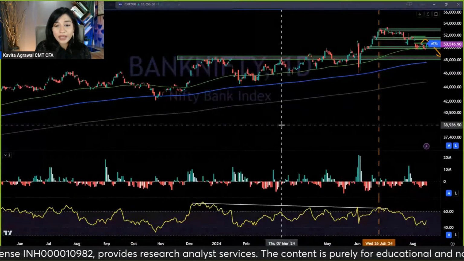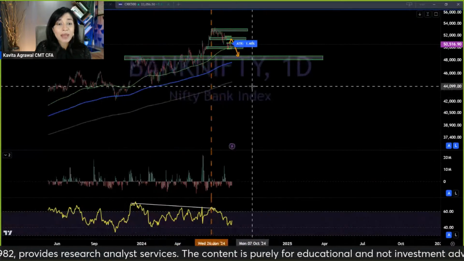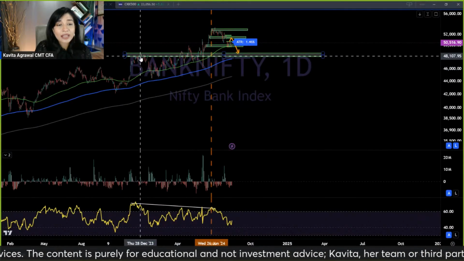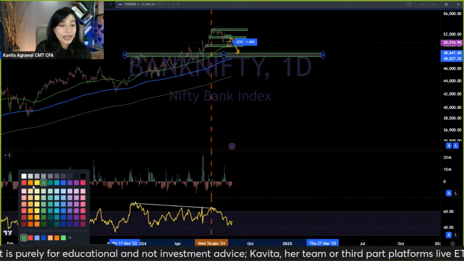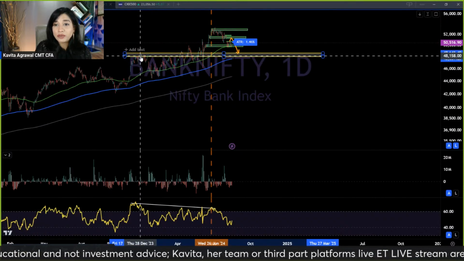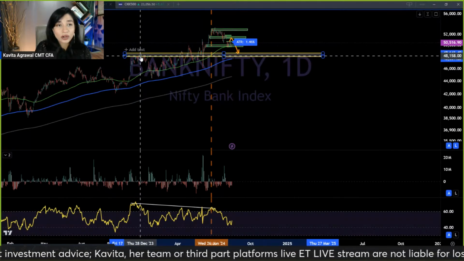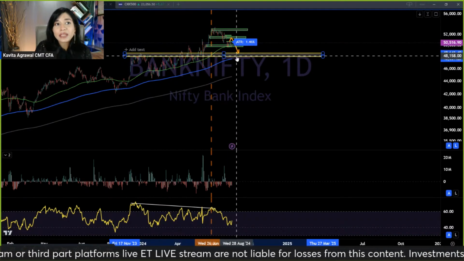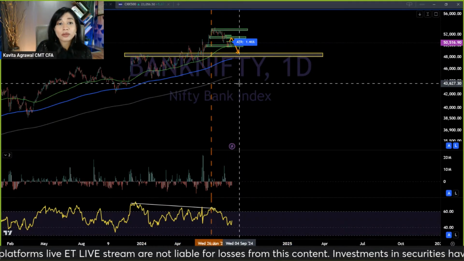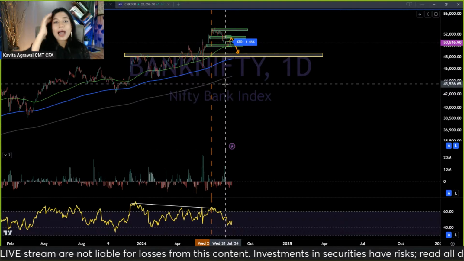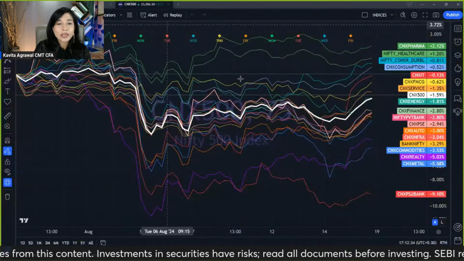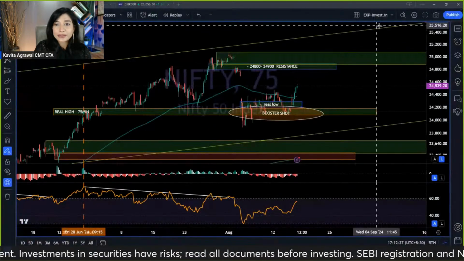But at the same time, if you see on the daily time frame, there is a massive negative divergence. And I think the real peak, as per the daily chart, is at the level of around here, 48,160 roughly. And I think Bank Nifty can retest that level before giving further rally. So I would suggest you exercise some caution when it comes to taking positions in banks.